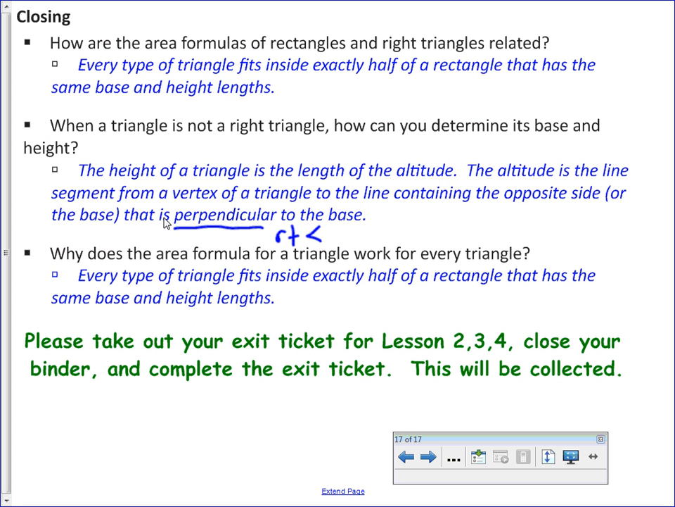And the area formula for a triangle works for every triangle because every triangle will be exactly half of the rectangle that has the same base and height. So the formula works every single time.